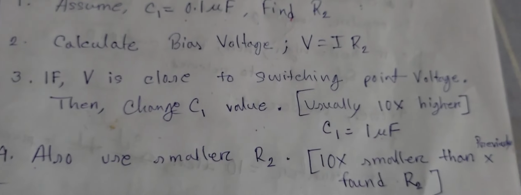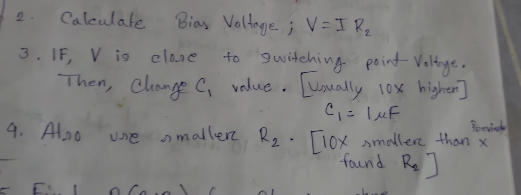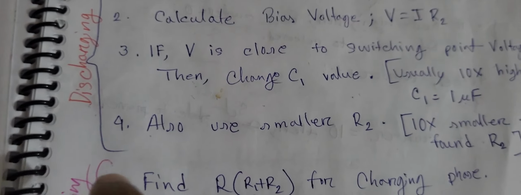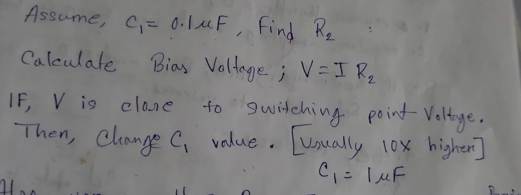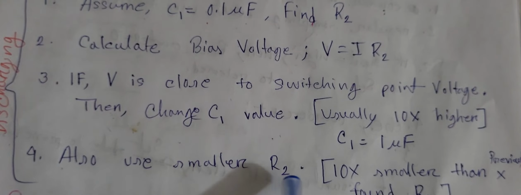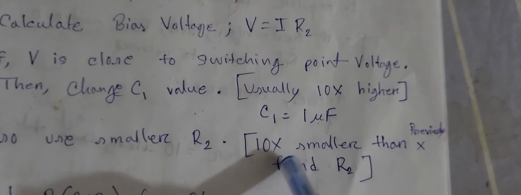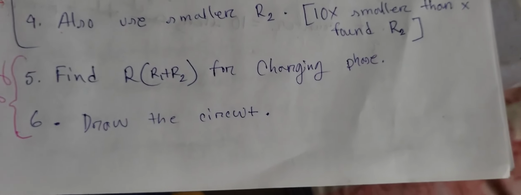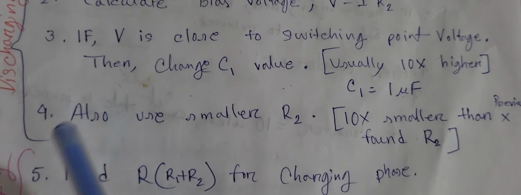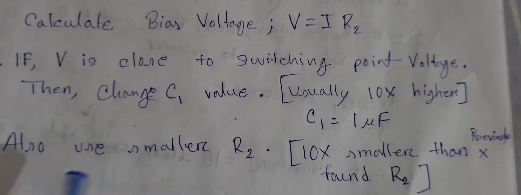So we have to take C1 equal to 1 microfarad, and we will calculate, and we will move to the next step. Another thing, we have to consider R2 value 10x smaller actually. It's not mandatory that you have to take it 10x smaller. Just take a smaller value and calculate it again. Also we have to use this R2.